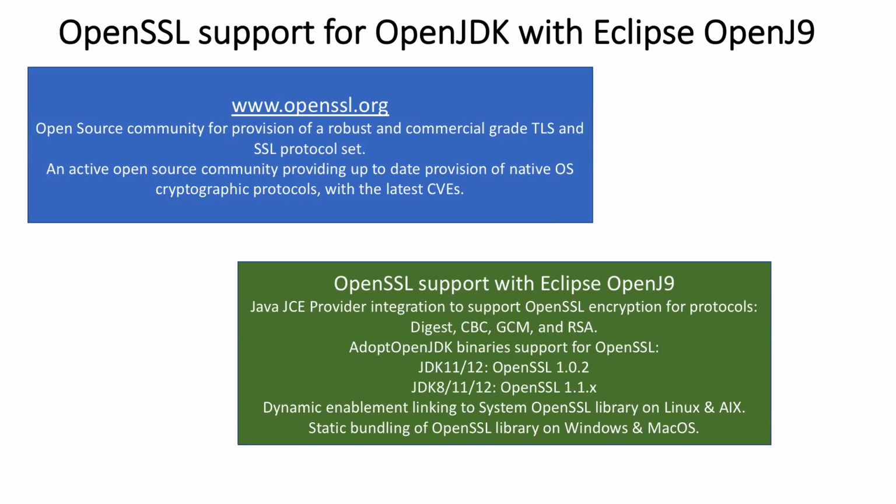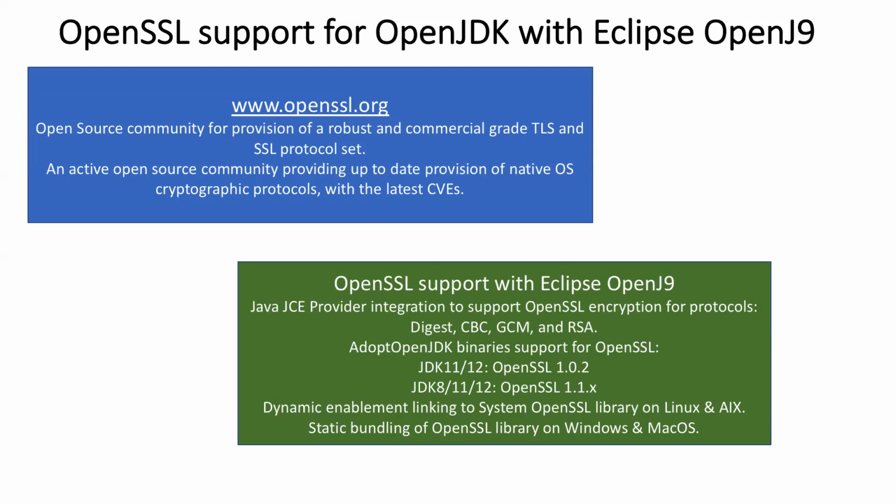So how do we use it with Eclipse OpenJ9? OpenJDK provides the Java JCE, Java cryptographic, I can't remember what the E stands for, provider integration to enable plugging of cryptographic providers into the Java runtime. The default supplied set, which is the standard Oracle set for those 4 protocols. With this added support for Eclipse OpenJ9 based OpenJDK, we override those protocols to use the OpenSSL equivalent support for those cryptographic protocols.